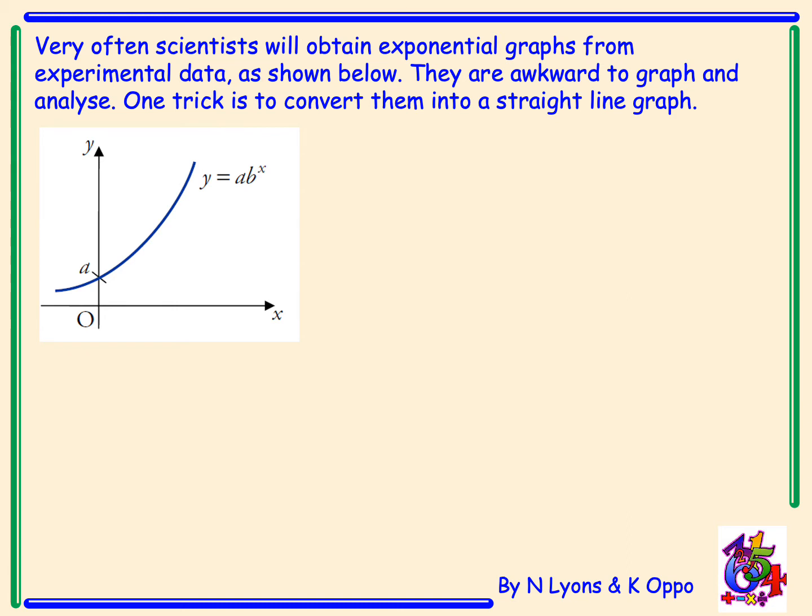So one trick scientists use is to convert them into a straight line graph. Then we can work out gradients, intercepts, and life becomes easier. The picture here shows you an exponential function, y equals a times b to the power x. So y equals a times b to the power x.